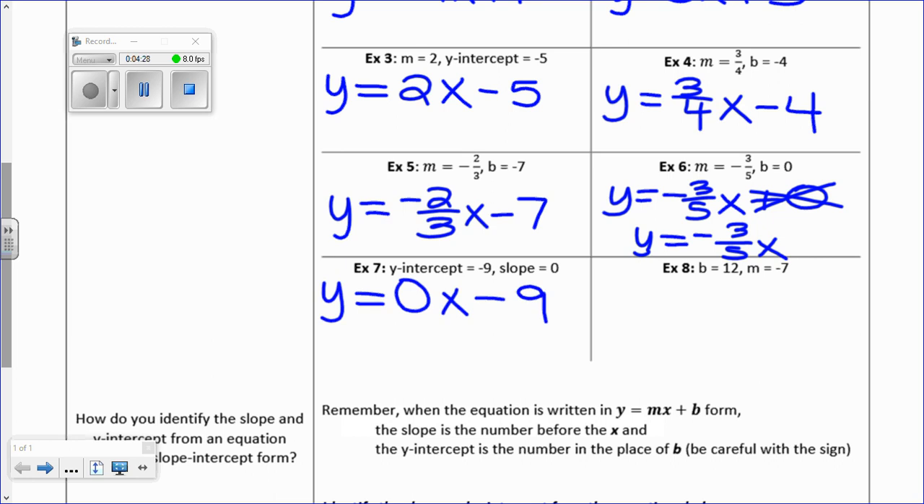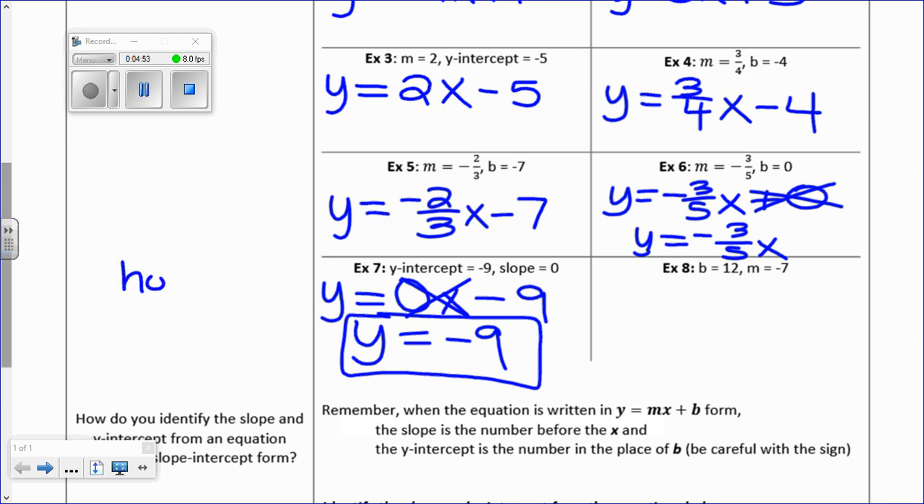-9. Now, since we know that 0 times x is 0, that can go away, and we're left with y is equal to -9. And so that's the equation if the slope is 0, and we just know where it crosses the y-axis. Okay? And so remember, a line with a slope of 0 is a horizontal line. So you can jot that down as a reminder. Okay?